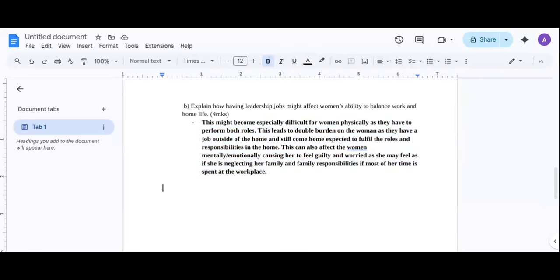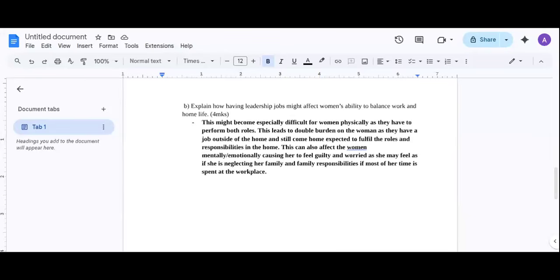And this can also affect the woman mentally and emotionally, causing her to feel guilty and worried, as she may feel as if she is neglecting her family and family responsibilities if most of her time is spent at the workplace. So, as I said, you can separate your answer into two to acquire 2 marks each for your 4 marks, or you explain your one point so well that you could acquire the 4 marks for it.